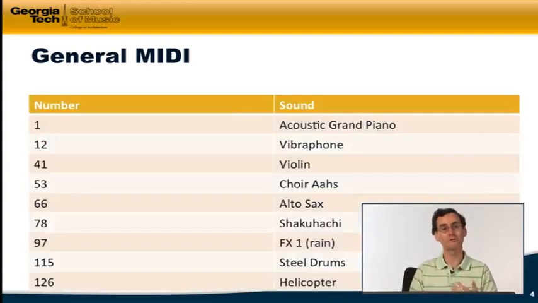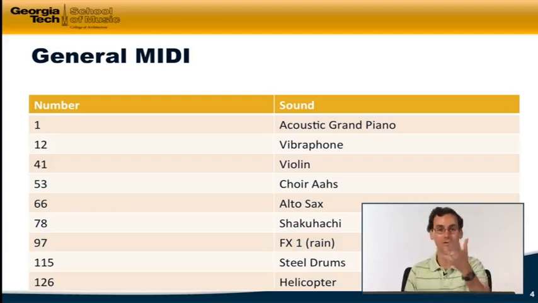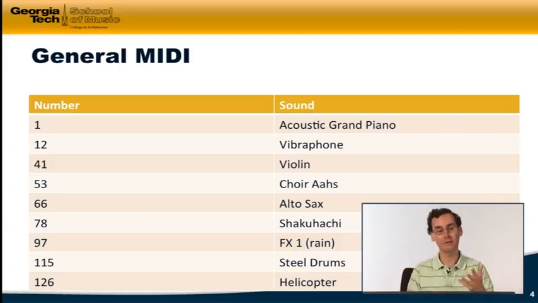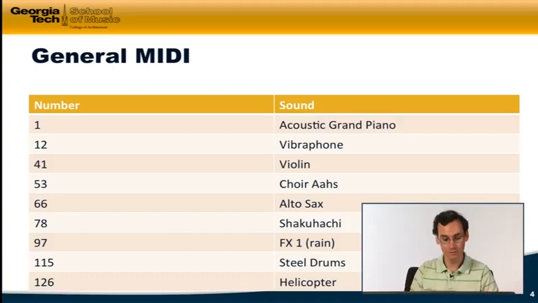I'm not going to show you all 128 of these sounds, but I just want to give you a taste of the different kinds of sounds that are out there. Program 1 is a grand piano, program 12 is a vibraphone. We get strings like violins, choir sounds, saxophone. But as you get higher up towards 128, the sounds get more and more obscure and a little bit more esoteric. For instance, 78 is a shakuhachi, 97 is the sound of a rainstorm, 115 are steel drums, and 126 is a helicopter. There are other seemingly random things thrown in there as well. But the point is, these are the 128 sounds that are supported.